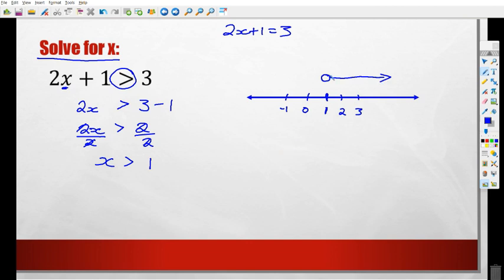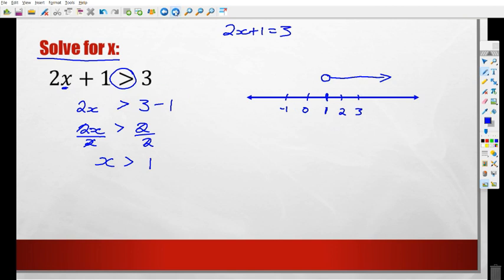So all this means is that for all the values of x, all these values to the right can be the value of x, but not including 1 over here. So it could be 2, 3, 4, 5, 6, 7, and up until infinity. x can be any of those values except for 1. I'm hoping that's making sense.